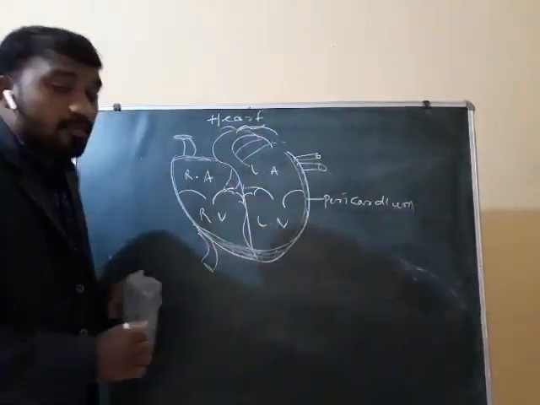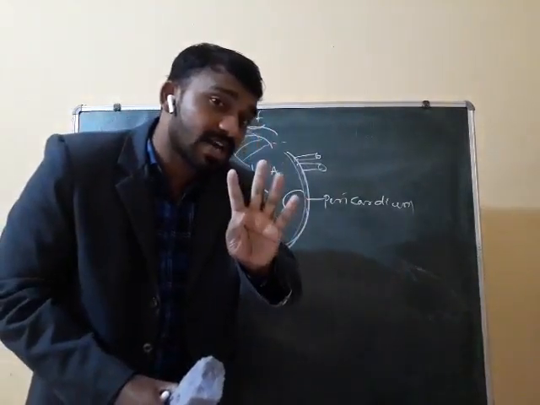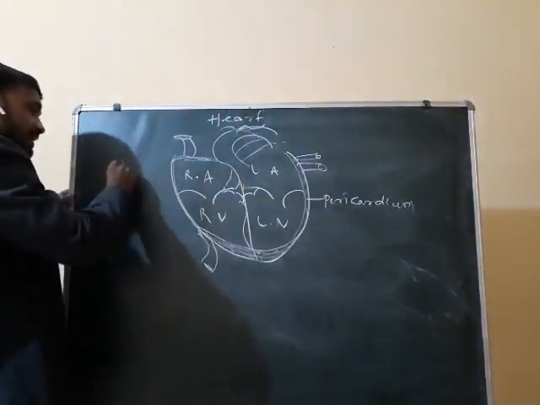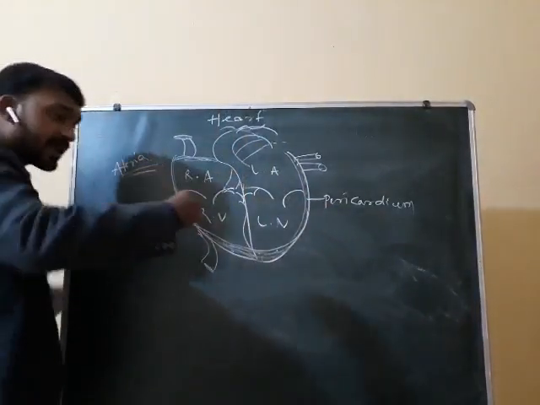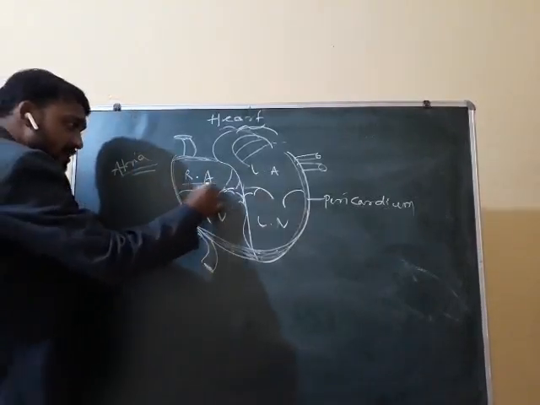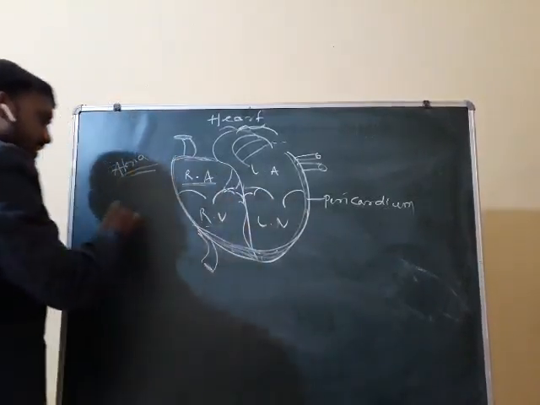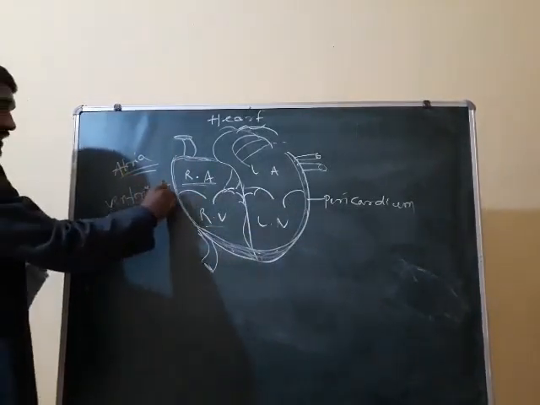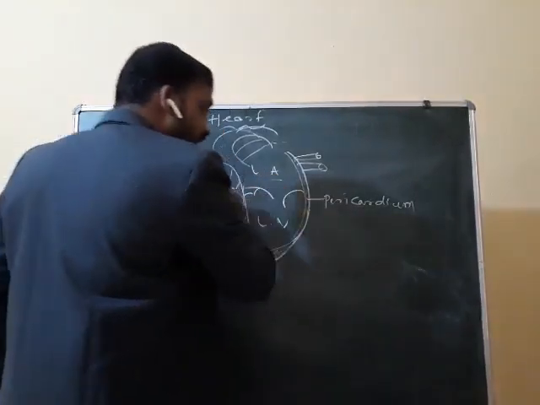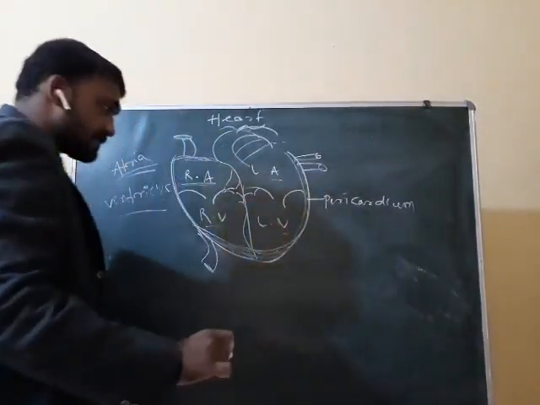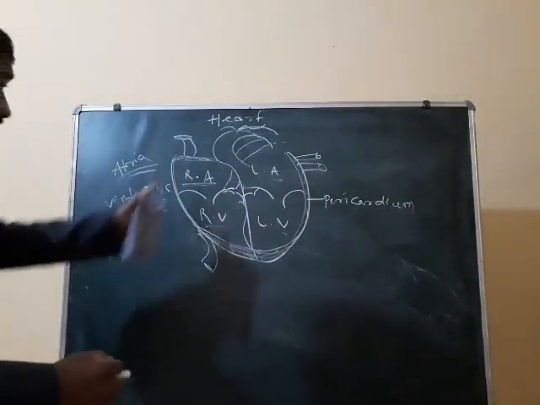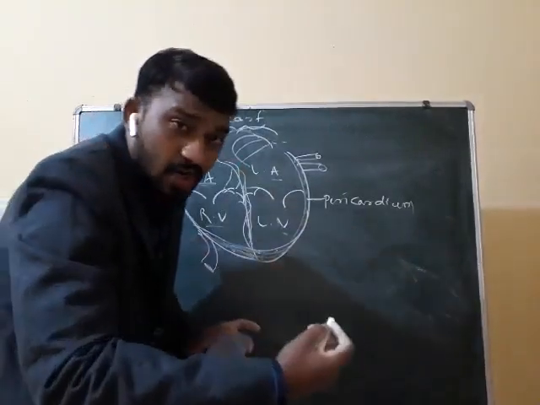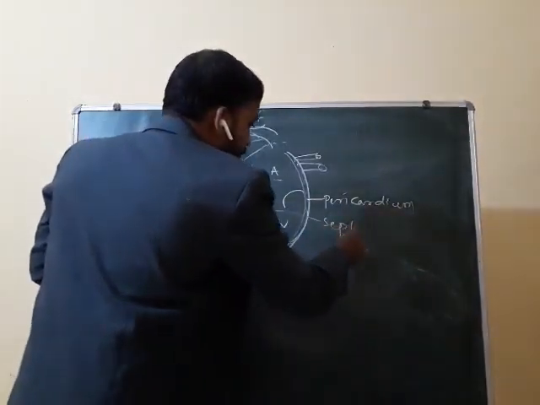Again, actually our heart has how many chambers? 4. Right side atria, A-T-R-I, auricles also you can say. Right atria, right auricles, right ventricles, and left side left auricles or left atria and left ventricles. And in between them one muscular wall-like structure is there that is called septum. That is called what? Septum.